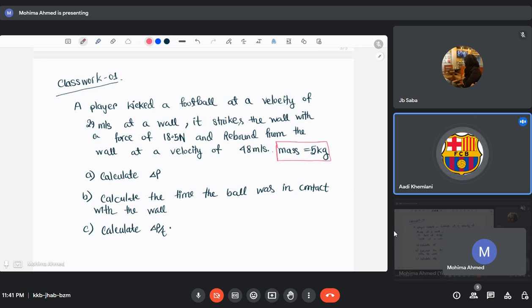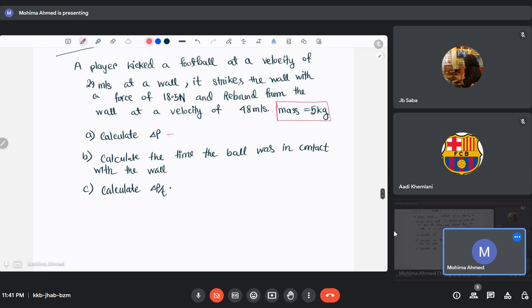I think it's B. The time, so regarding the time the ball was in contact with the wall. So what is your value for option A? Change in momentum. It's 145. Sorry, 145.